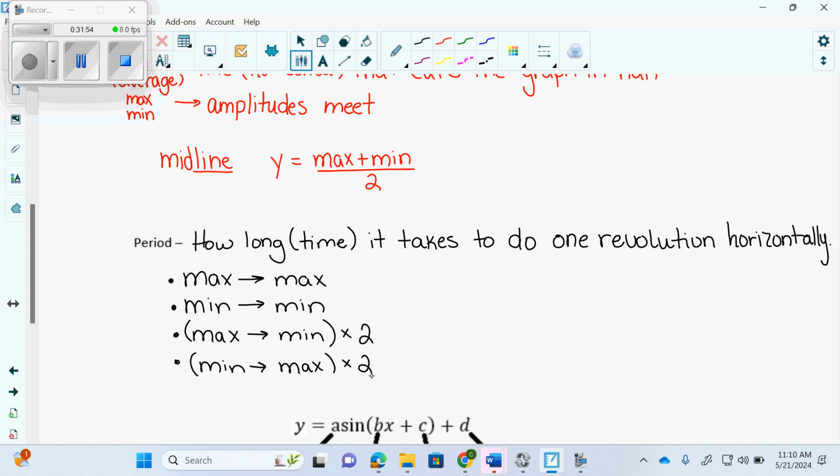Or I could just go from any height back to that same height, but I have to pass through a max or a min. Right? So those are all good if it's max to max and min to min. But what if my graph looks like this? Say I started here. Well, I would have to go till I repeat myself again, right? So I go past a max. Have I repeated myself yet? Past a min. Then I get to here, and that's that full circle, correct?